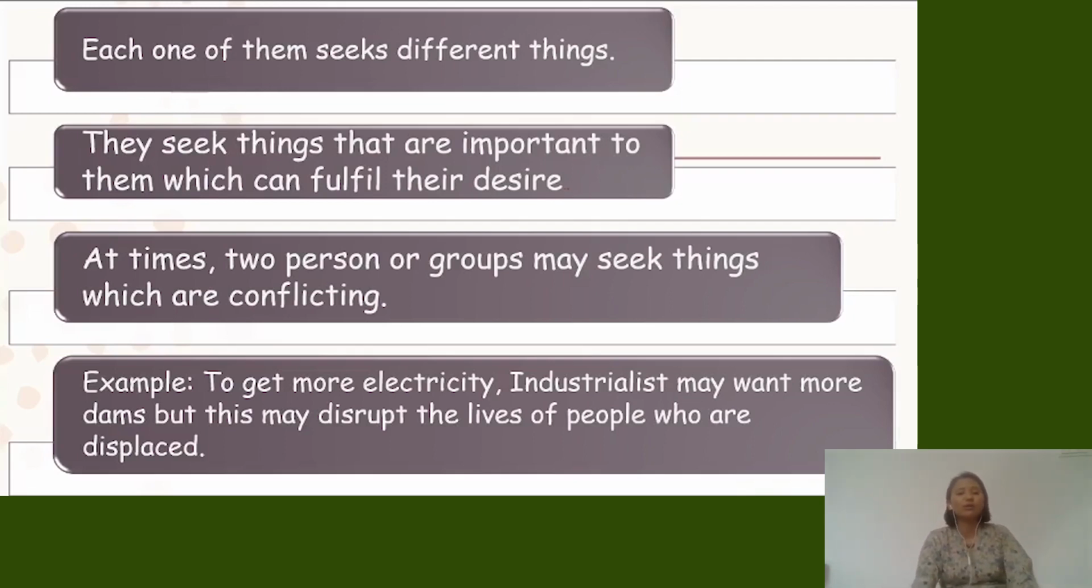Desire law. They seek things that are important to them which can fulfill their desire.